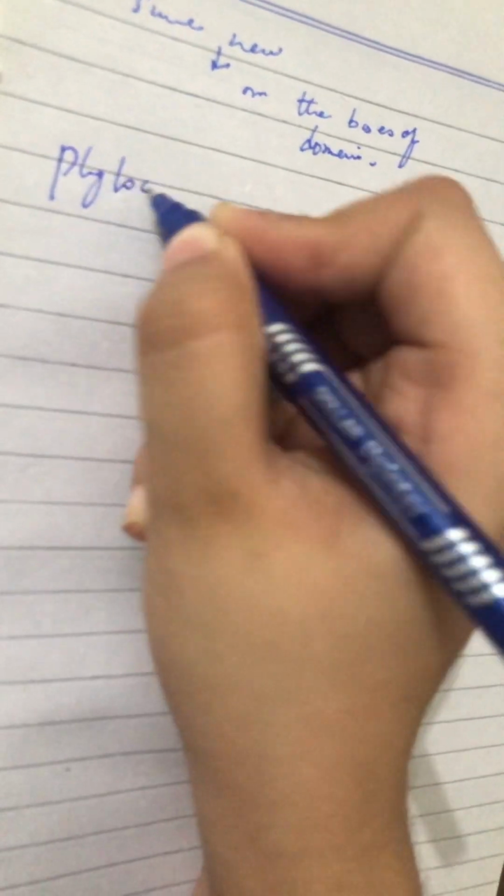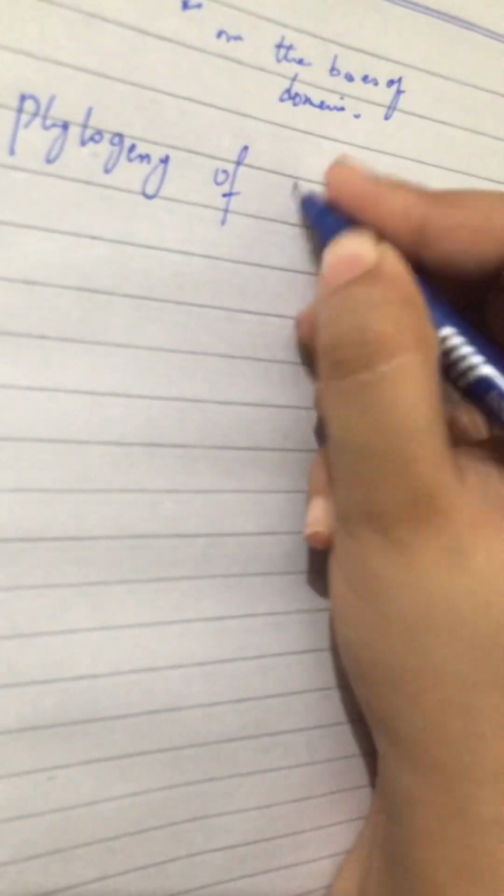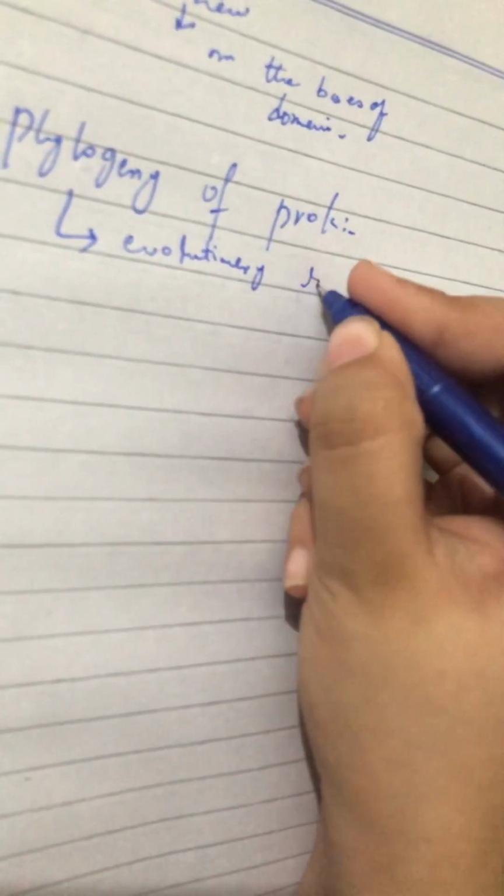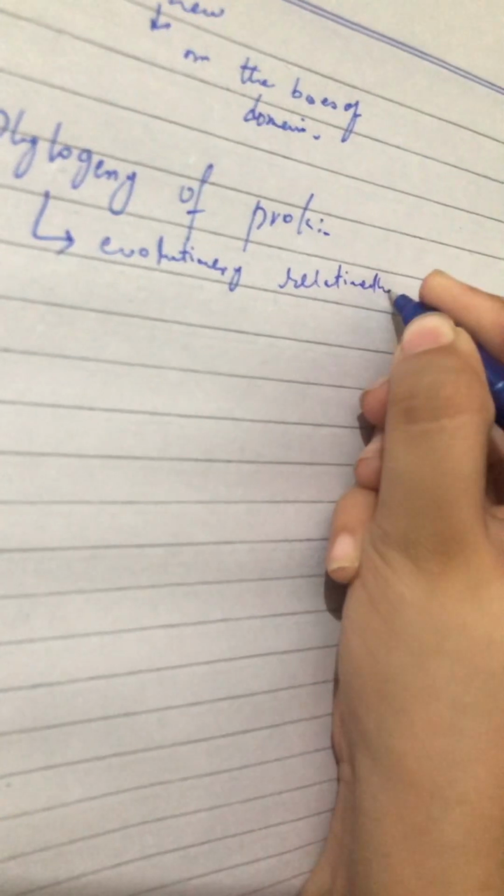Now let's talk about the phylogeny of prokaryotes. What is phylogeny? We can say it is evolutionary relationship, basically the evolutionary relationship among various living organisms. Evolutionary relationship means where they evolved from.